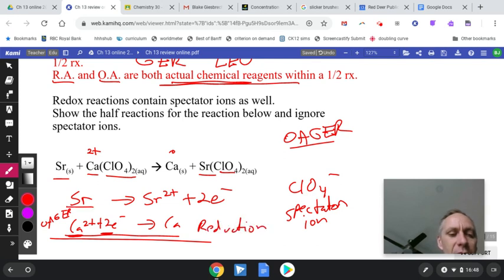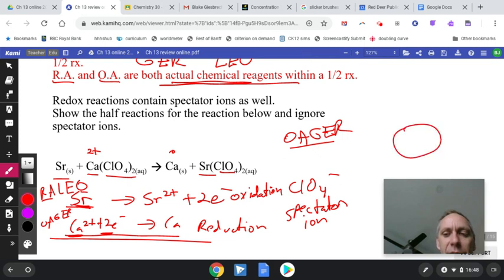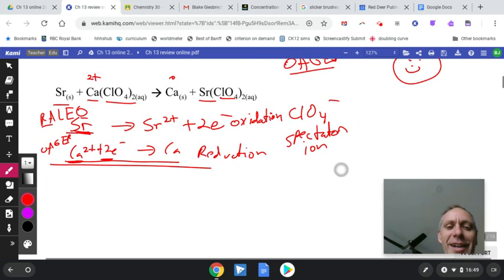And that means this is our reducing agent. How do I know that? Because it's losing electrons and undergoing oxidation. So this half reaction is oxidation. Isn't redox chemistry fun? Yes, it is.